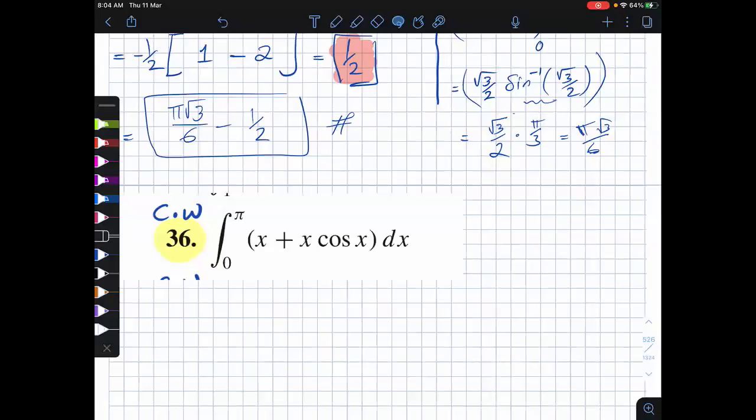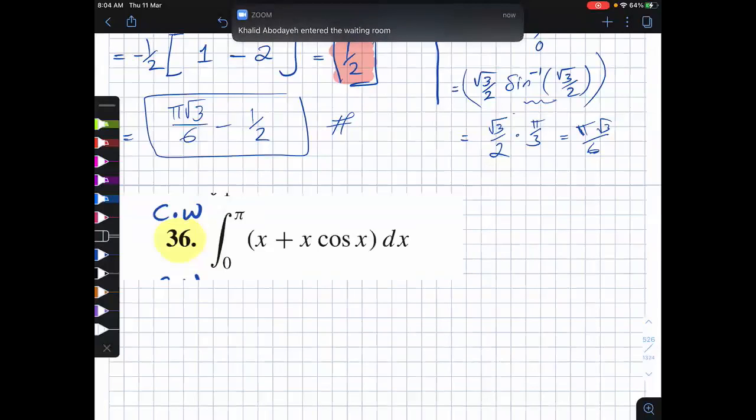Let's start solving this question. Okay, Bismillah.